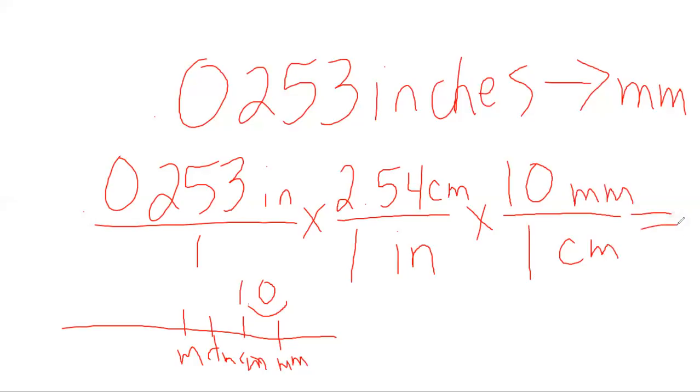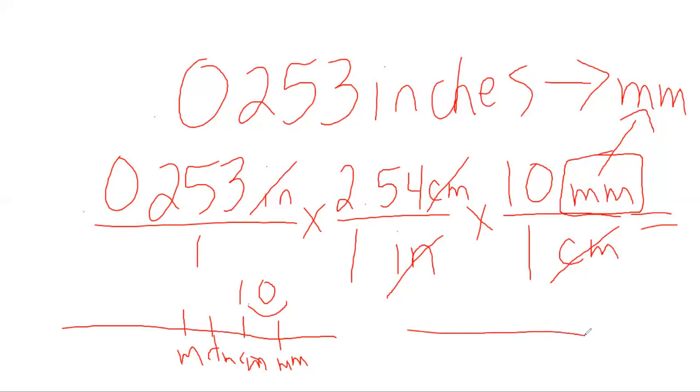Now we can start our process of canceling. Our inches cancel out. Our centimeters cancel out. And we're left with 0.0253 times 2.54 times 10. Those are all the numbers on our numerator, millimeters, which is what we need to find. We do have on the bottom in the denominator 1 times 1 times 1, but we know that whatever answer over 1 gives us that answer. So if we put that into our calculator, we end up with 0.643 millimeters. That's our unit.